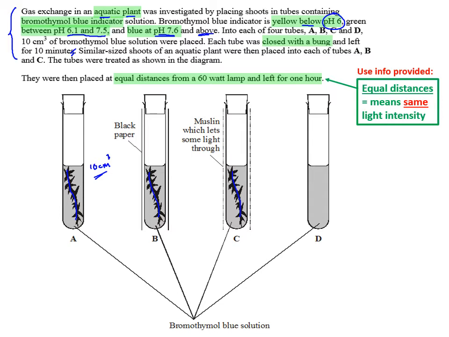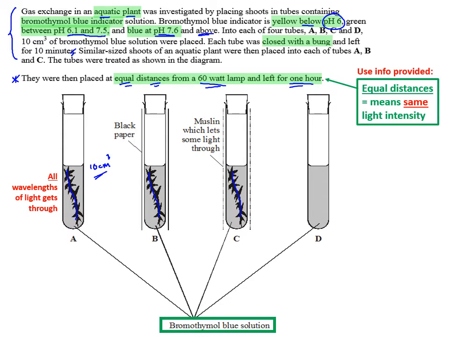It then tells us that the 4 tubes were placed at equal distances from a 60-watt lamp and left for 1 hour. So we know that the light intensity from this lamp is going to be the same for each tube and each solution, because the tubes are placed at the same distance from this particular strength lamp. However, we are then given additional information on the actual diagram, and it does tell us that in tube A, there's nothing that's being placed around the tube.